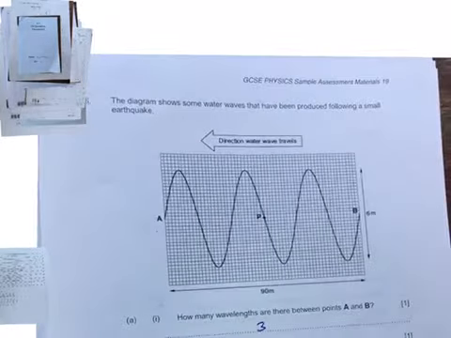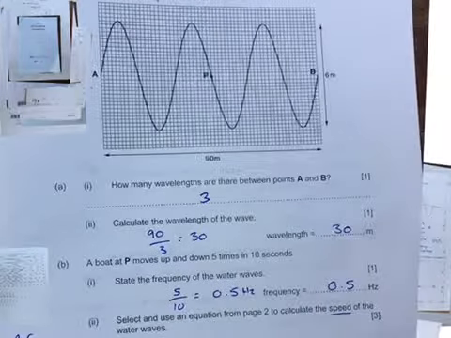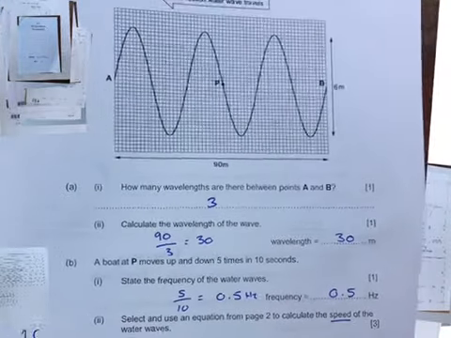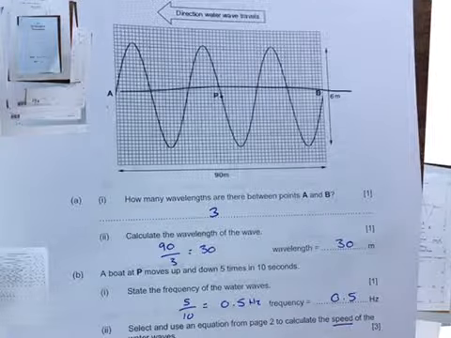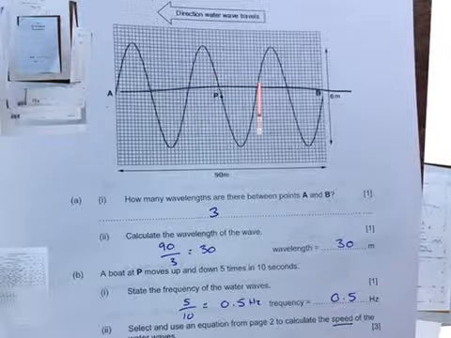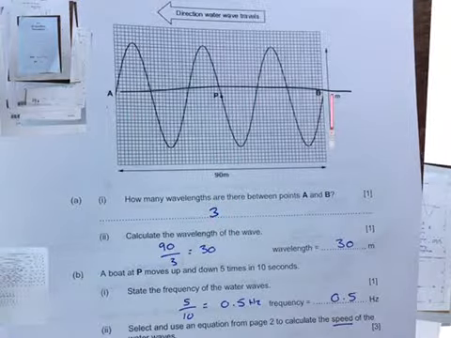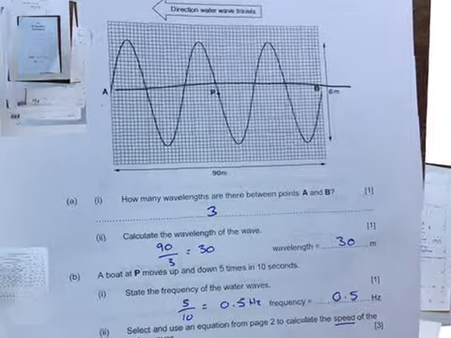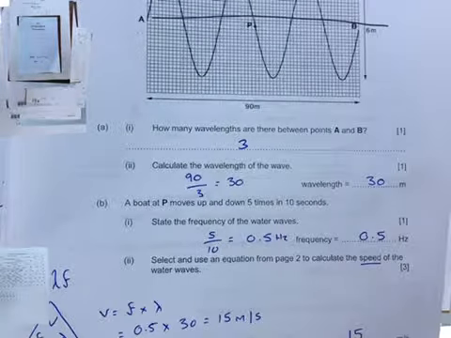Question 6 then. The diagram shows some water waves that have been produced by a small earthquake. How many waves are there between points A and B? Well, let's have a look. The easiest way to do this is just draw a line across, and then that becomes easier to count. So you've got 1, 2, 3. 3 waves. Calculate the wavelength. Well, 90 meters gives me 3 waves. Therefore, wavelength is going to be 30. 90 divided by 3. How many times is 3 going into 90?